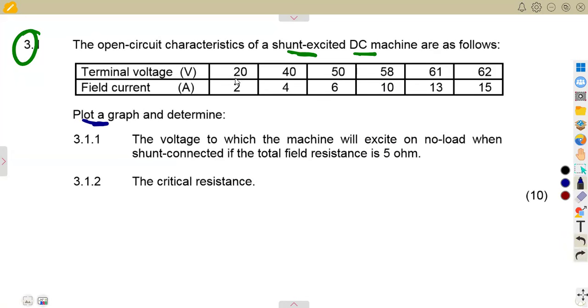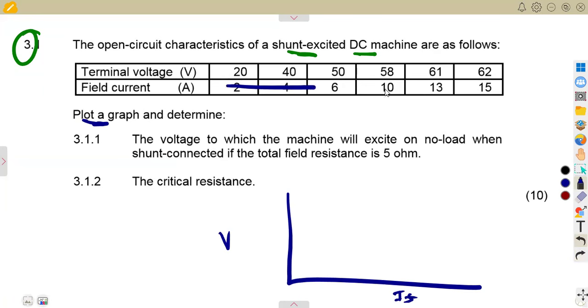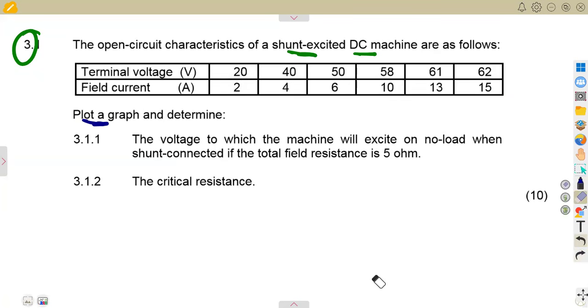All right. So you're going to take these values. Remember, it is like this. This is the field current and this is the voltage on this side. So you take these values here on the x-axis, the 2, 4, 6, and so on, on the x-axis on the field current.